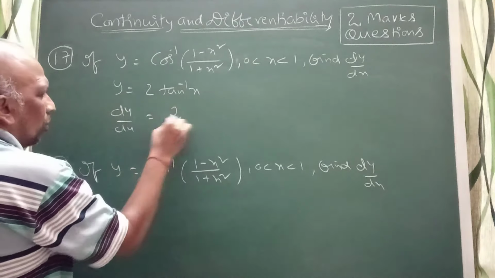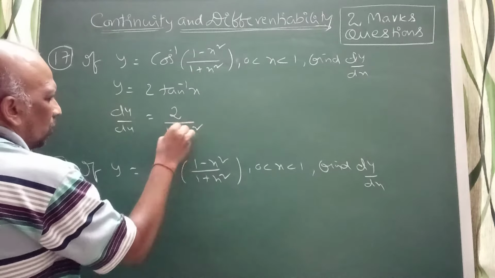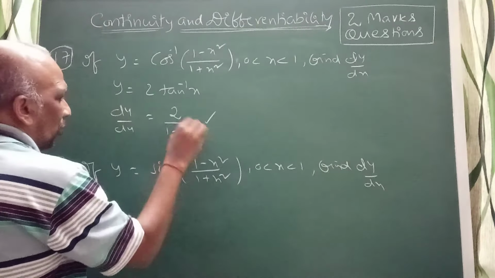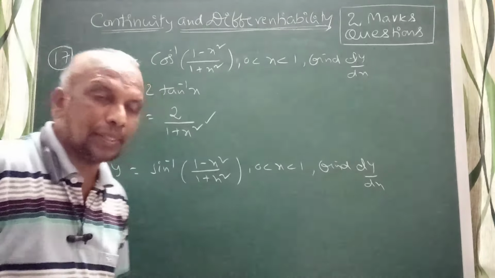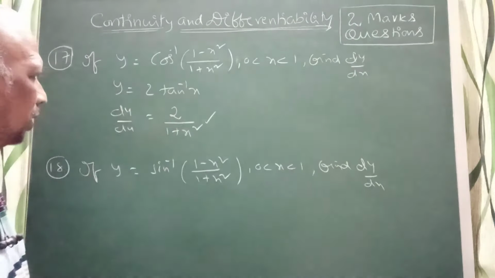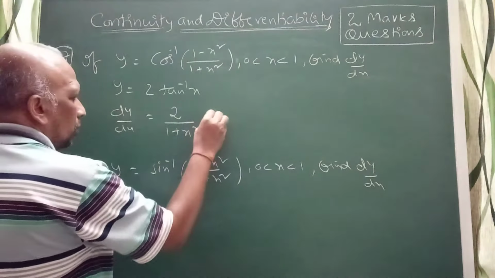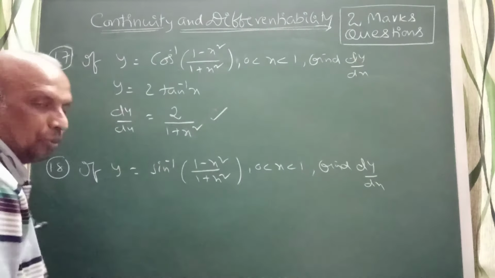2 into 1 by 1 plus x square, which is 2 by 1 plus x square. The derivative of tan inverse x is 1 by 1 plus x square. 2 into this one you will get it. Correct. With this, this problem is over. Next, you can come to this one.